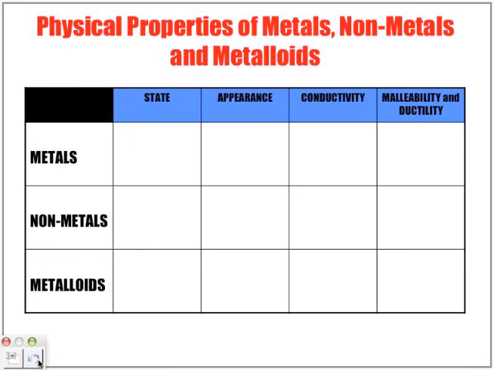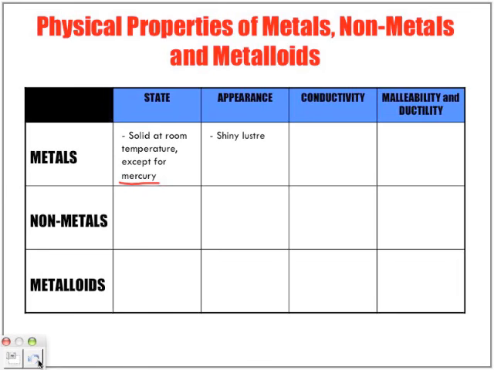Some physical properties of metals, non-metals, and metalloids. The state in which metals are in: they're solid at room temperature, except for mercury. Here I'm always going to show the odd one. The only metal that is not a solid at room temperature is mercury. And that's why it's great for use in thermometers, because it's liquid at room temperature, if you're measuring the temperature of something using a mercury thermometer.